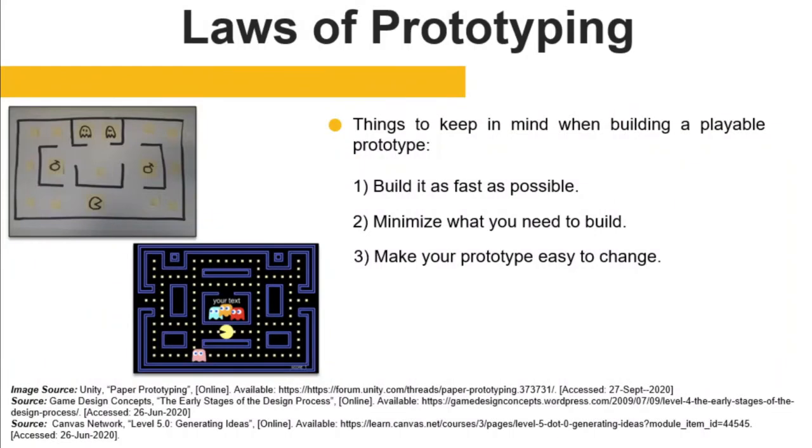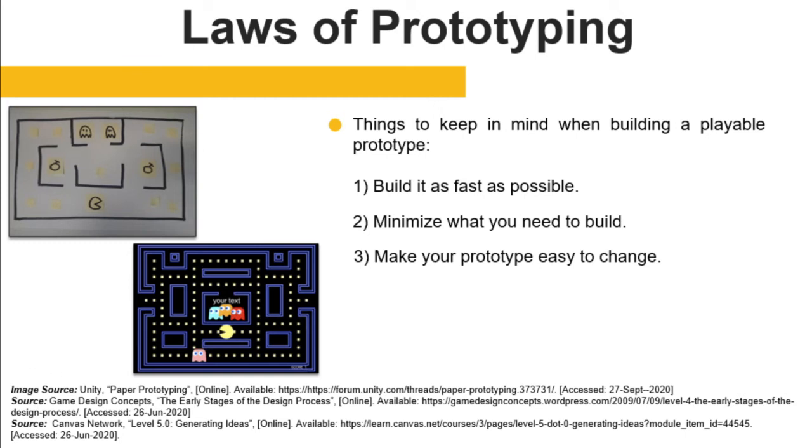Things to keep in mind when building a playable prototype. Number 1, build it as fast as possible. Cut corners, make it as ugly and cheap as you can get away with. See the example image of the paper prototype for the Pac-Man game. This is created as fast and as cheap as possible, because we will not focus entirely on the design since this is just a prototype.